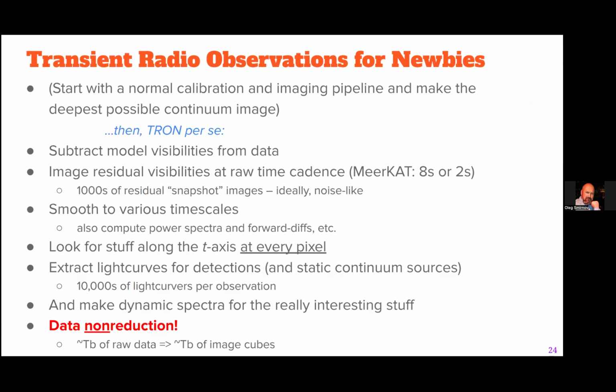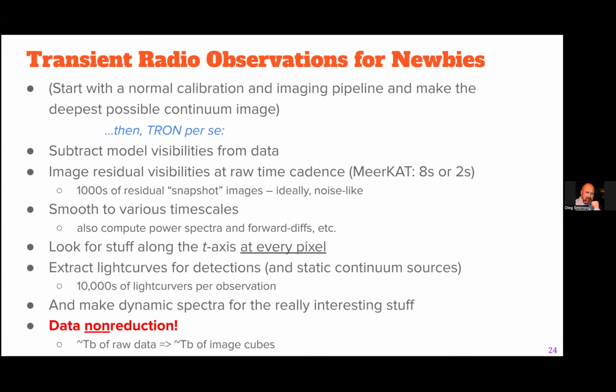What it looks like in practice, we've developed this pipeline called TRON, Transient Radio Observations for Newbies. And it follows the procedure I kind of briefly referenced in the previous slide. So you start with a normal calibration and imaging pipeline. You make the best possible calibration you can. You make the best possible radio image you can. Then you start TRON. You subtract model visibilities from your data, and then you image the residual visibilities at the dump time cadence. So for MeerKAT, this is a snapshot image every 2 seconds or every 8 seconds, depending on the dump mode.